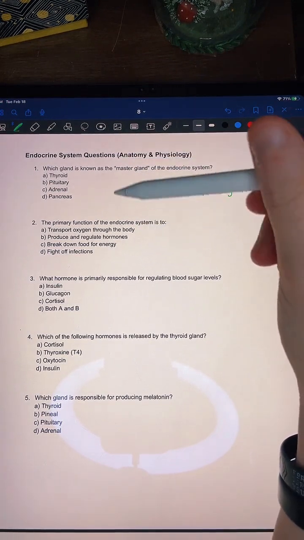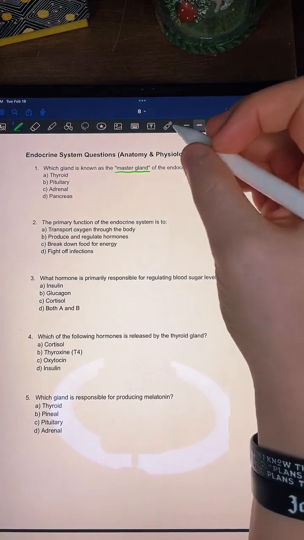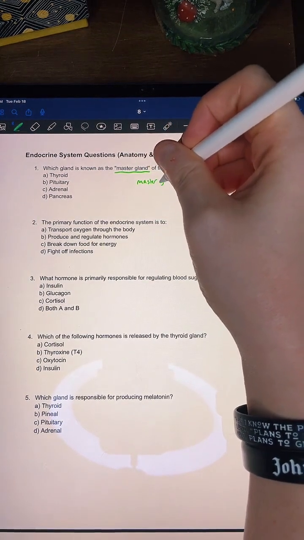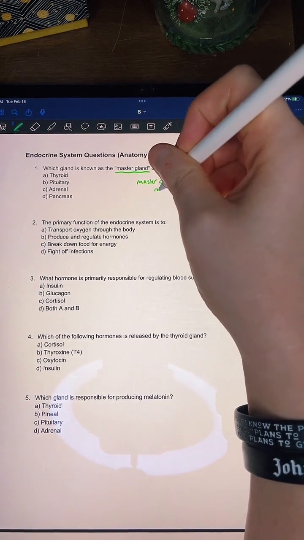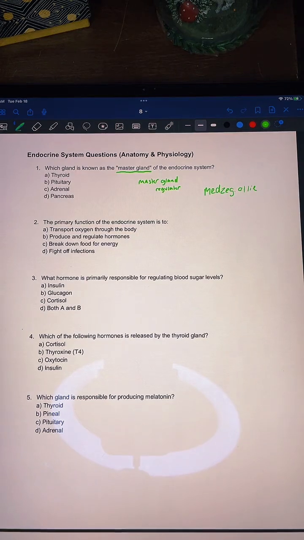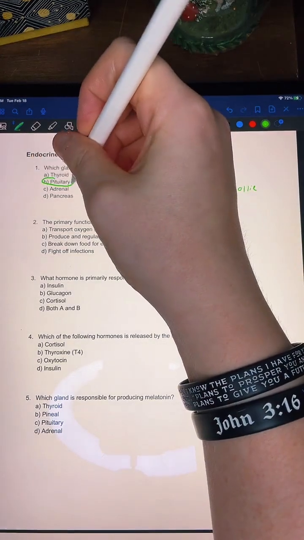Which gland is known as the master gland? Now this one's a little different because you have to remember master gland and then regulator. Seeing some B's. The master regulator would be the hypothalamus. So it would be the pituitary gland, so B.